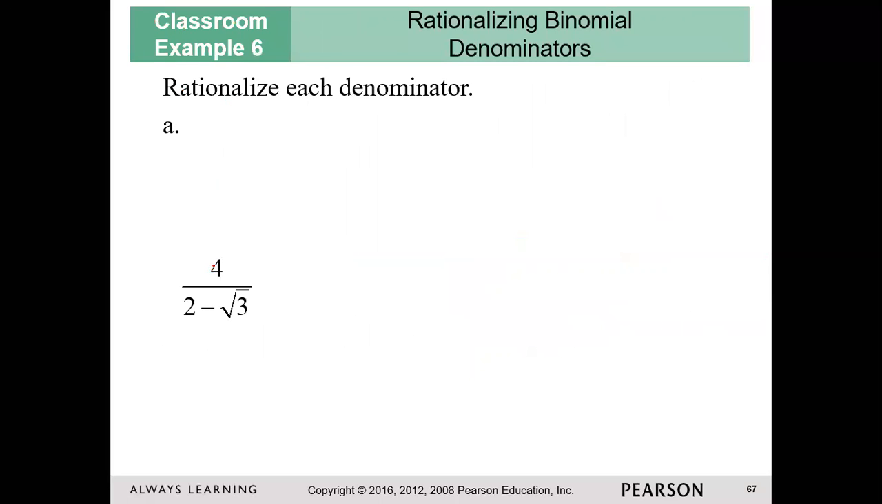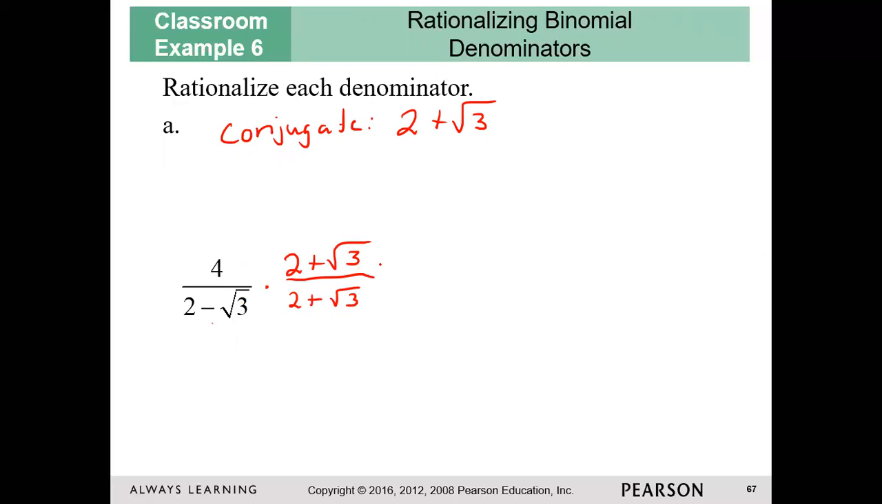All right, so let's take a look at this. Again, I have a binomial in the denominator, so I need the conjugate first. So the conjugate of 2 minus the square root of 3 is going to be 2 plus the square root of 3. And that's the one that I'm going to be multiplying by. So 2 plus the square root of 3, 2 plus the square root of 3. And I'm going to do the numerator first, just because that's just going to distribute the 4. And I'll probably put these in here just so you can see it. So this is 8 plus 4 radical 3.